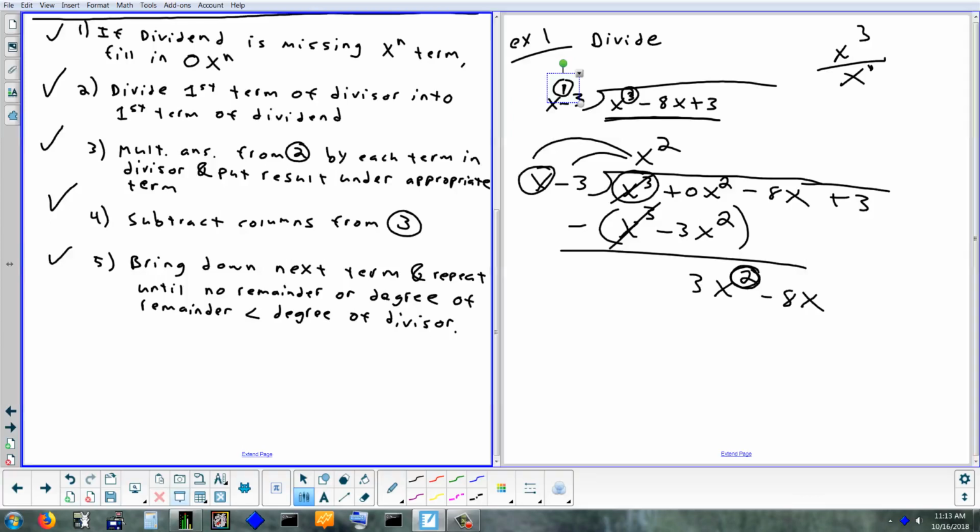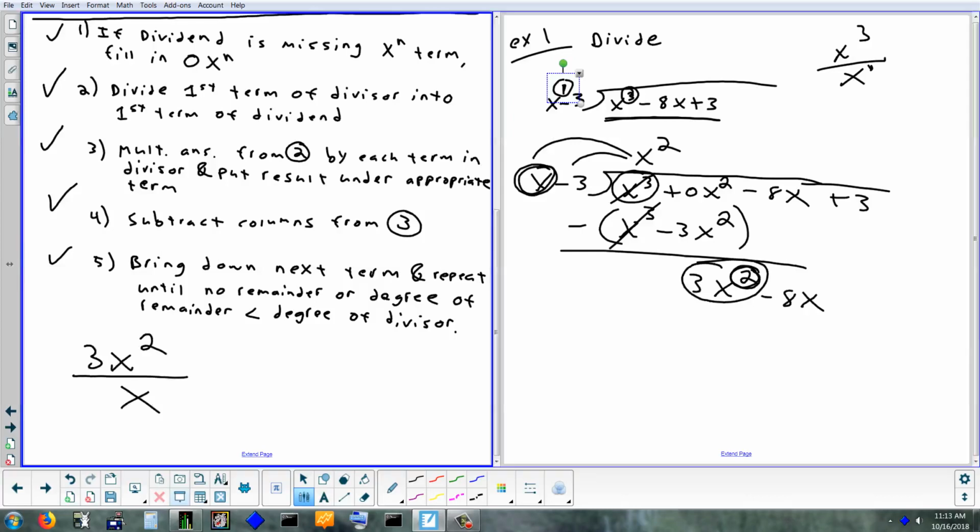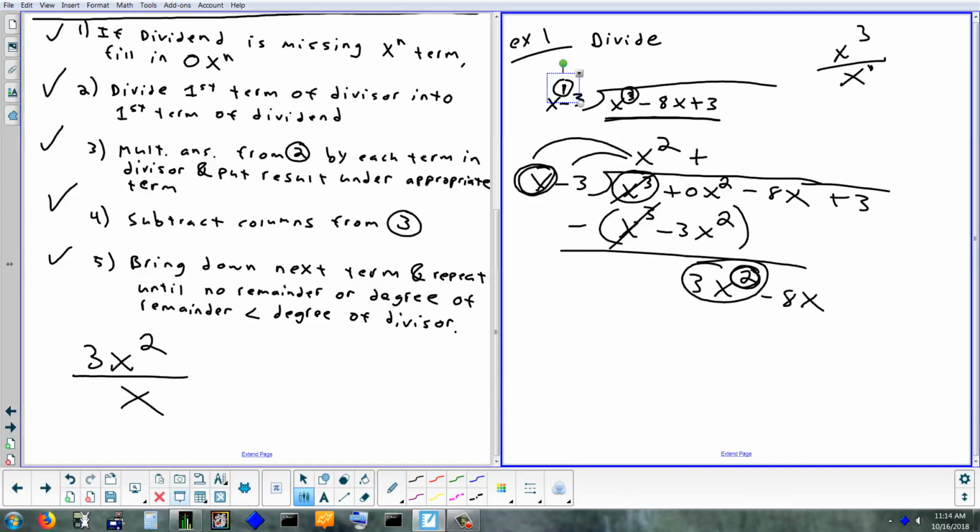Okay. And now we just keep repeating that process, from steps 2 through 5. You've already done step 1. You never have to go back to step 1. Just steps 2 through 5. So now divide the first term here into the first term there. If you want to think of what you're doing off to the side, you're doing that. What's 3x squared divided by x? 3x. Shouldn't that be a -3x? No, because it's minus a minus. Yeah, you gotta be careful with that.